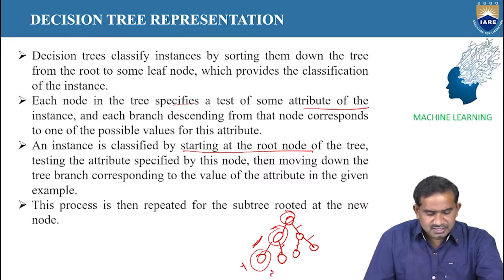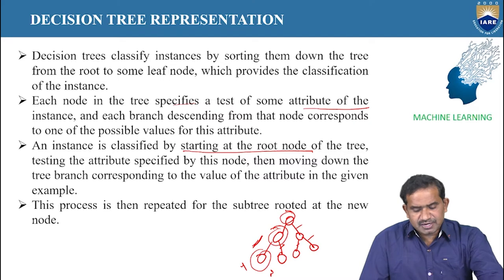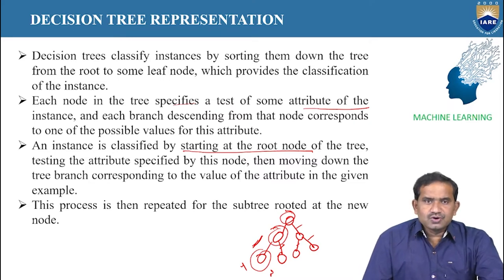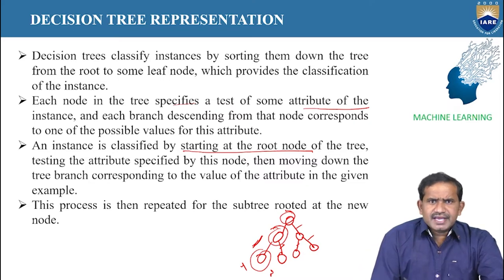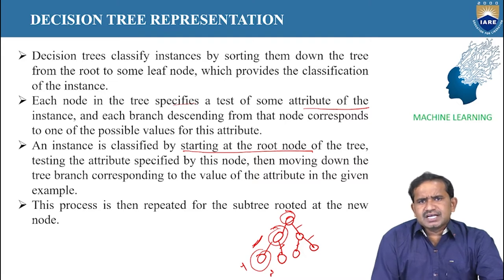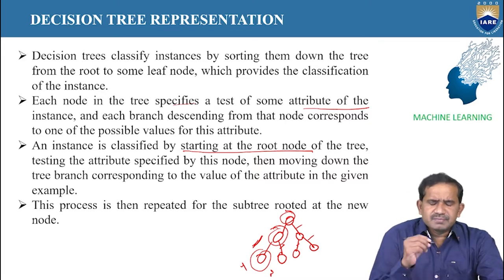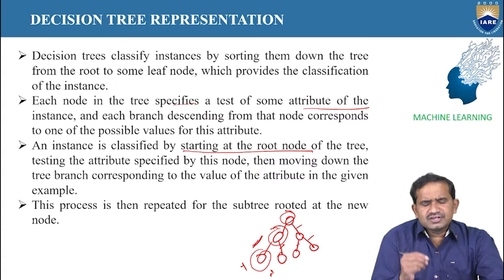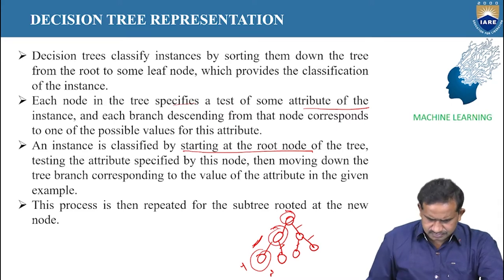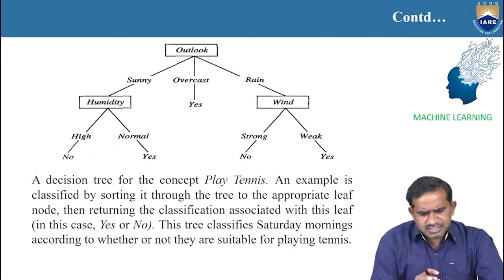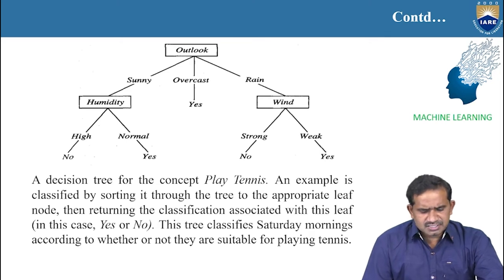This process is then repeated for the subtree rooted at the new node. In case any new node is generated based on the attribute values or given examples, we can once again go to the root node, generate the new node, or maybe add a new leaf node to the representation.